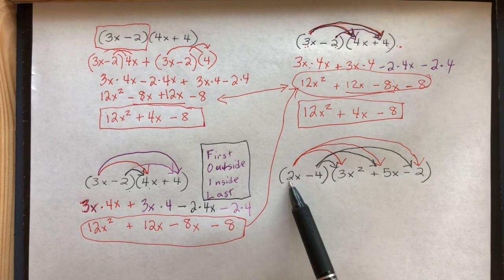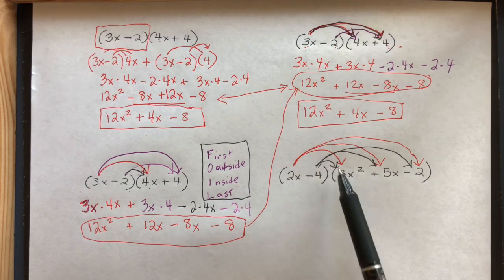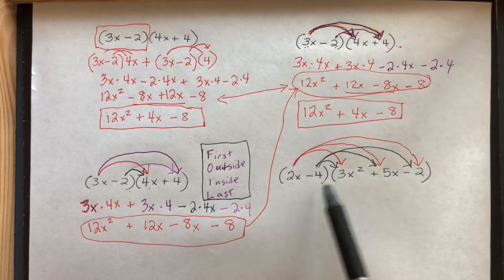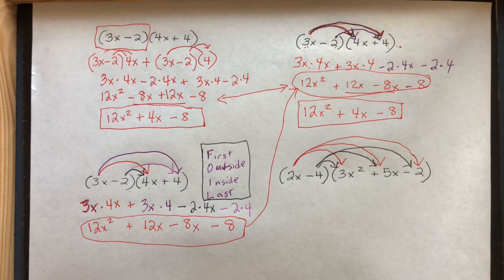If you think about it this way instead of remembering FOIL, think about I'm going to multiply this times everything in here, and then this times everything in here. It will help you remember it, and you'll be able to do all kinds of problems.